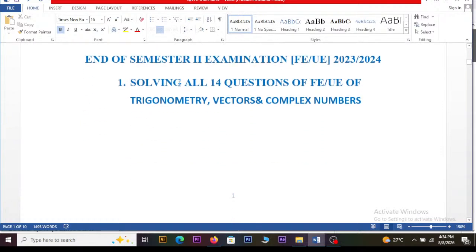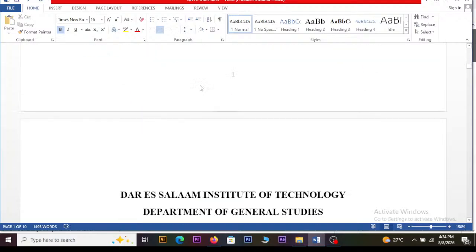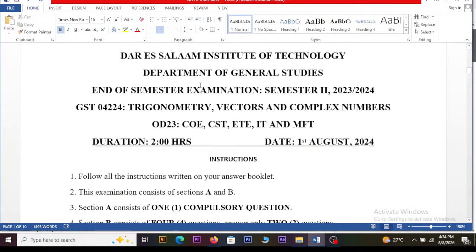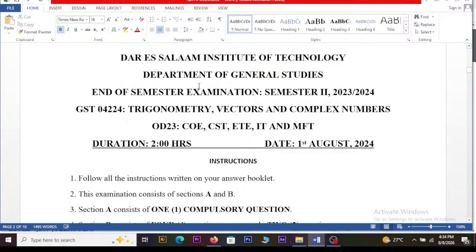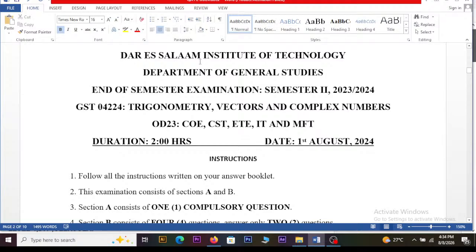Sasa kabla hatujafanya naomba nikupe kwamba mtihani huu umegawanyika katika sehemu kuu mbili. This is the front page. Hii ndio karatasi ya mbele ya mtihani ambao tunakwenda kufanya au kujibu maswali yake. Naona Dar es Salaam Institute of Technology, Department of General Studies, katika taasisi ya teknolojia ya Dar es Salaam, idara ya hisabati au inayofundisha masomo ya hisabati inaitwa idara ya masomo ya jumla. End of semester examination, semester 2, 2023-24.